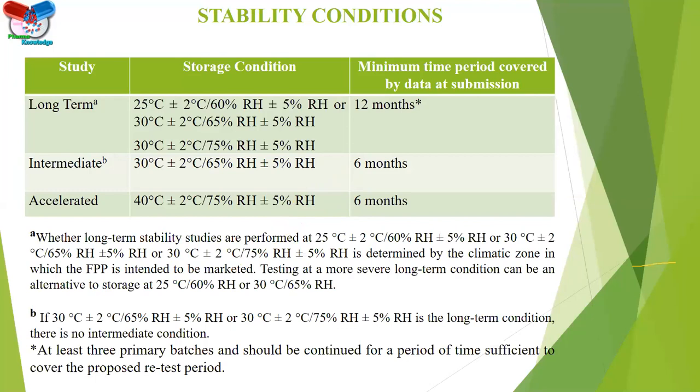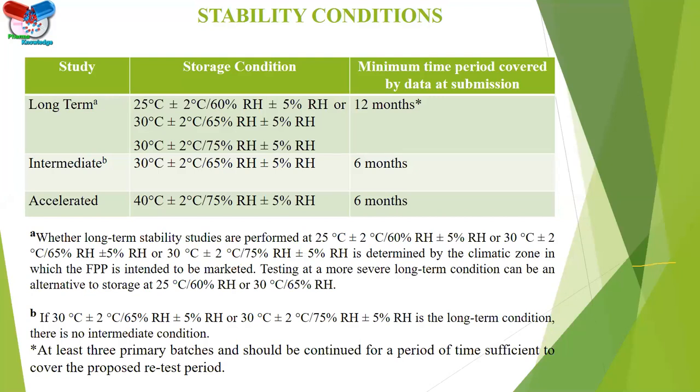So what is the intermediate now? Whatever long-term stability is performed, at 25/60 or 30/65 or 30/75, is determined by the climate zone, as you already saw, in which the finished product is intended to be marketed. Testing at a more severe long-term condition can be an alternative storage of 20 or 30 degrees centigrade. If 30/65 or 30/75 is the long-term condition, there is no requirement of an intermediate condition as per your ICH and WHO guidelines.